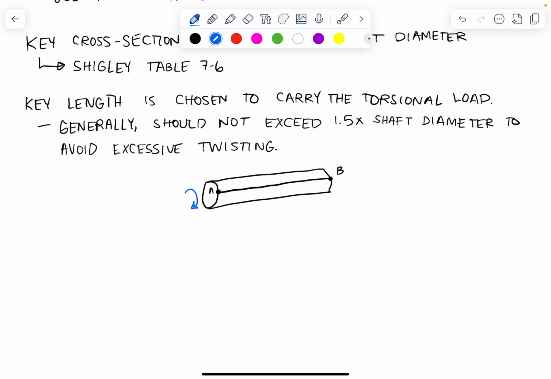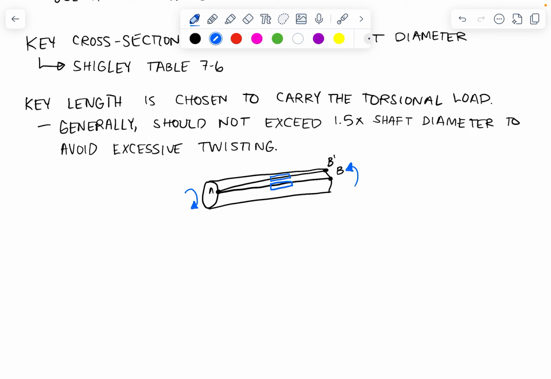Then we apply some torque to this thing. Okay, now this line has deformed so that this point is now B prime. So we've twisted the shaft under torsion. And if you have a key that is sitting on this shaft, then that key is also going to become twisted as the shaft twists.